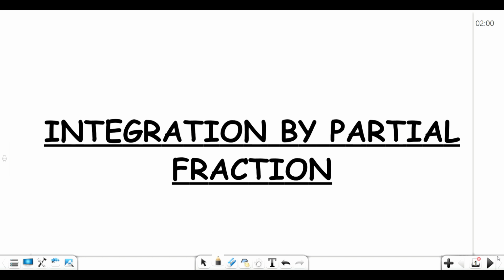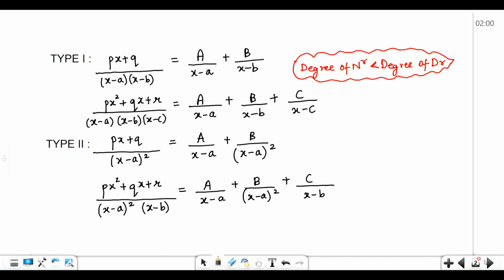So basically there are three types in the partial fraction. There is type 1. Let's study the type 1. In total we have three types: type 1, type 2, type 3. But the main thing to remember is that the degree of the numerator should always be less than the degree of the denominator. So in any of the types you will always see that the degree of the numerator is less than the degree of the denominator.